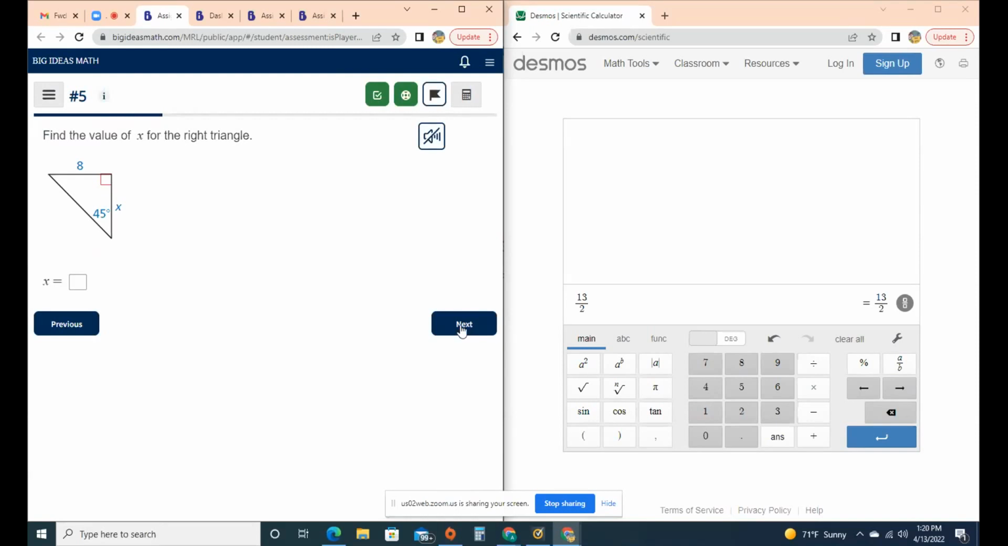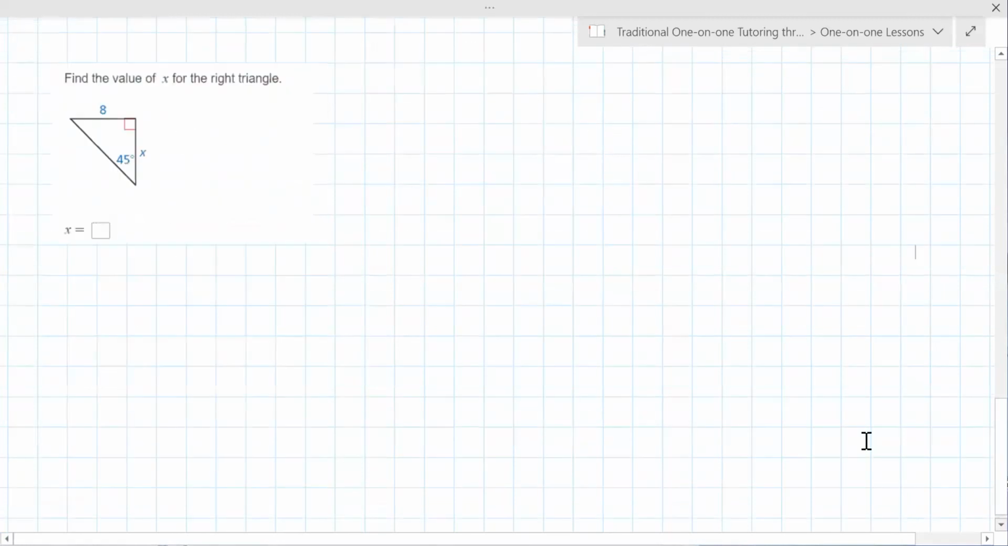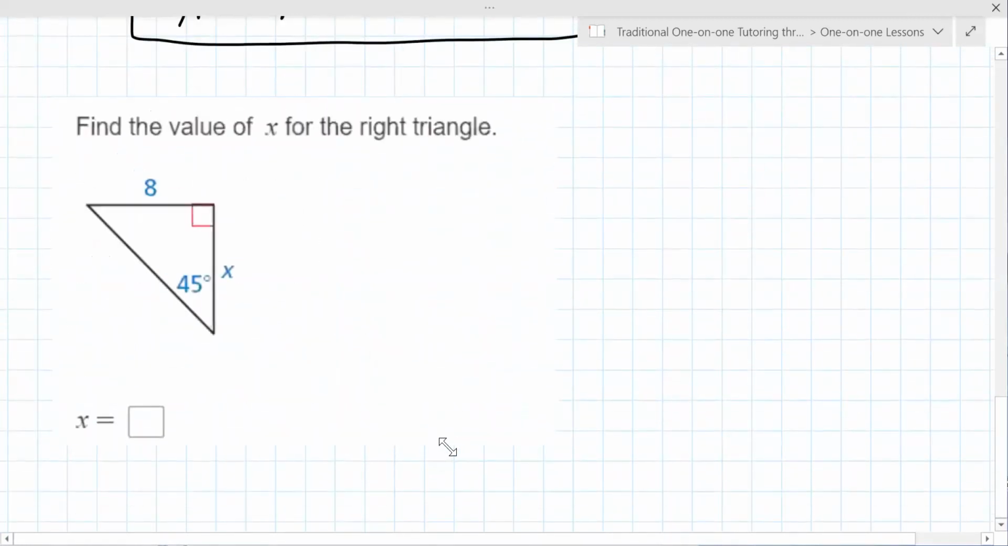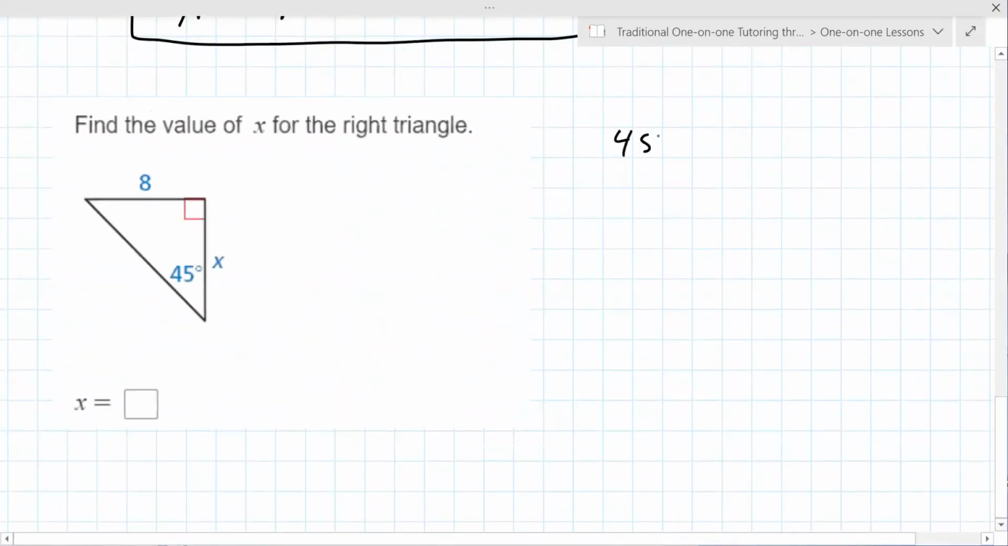In a 45, 45, 90 triangle, which is what you have here, I'm going to snip this in and share my screen. Looks like the next few may go a little faster. Some of them are just calculator problems. So in a 45, 45, 90 triangle, and I guess I didn't say this, that refers to the angles. If this is 45 degrees and this is 90, that means this is also 45 degrees.